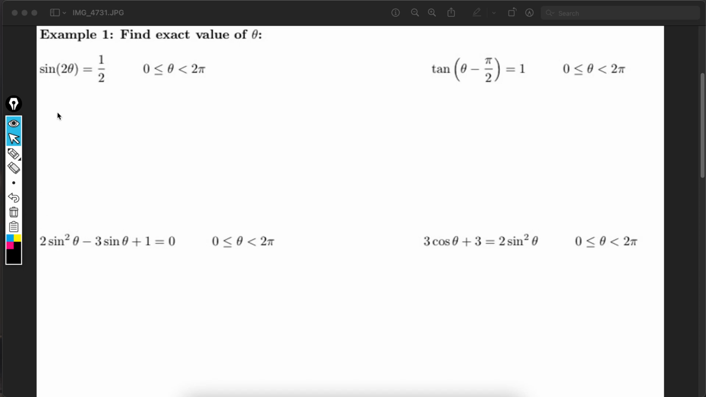All right, let's get into it. So we got: find the exact value of theta. We're solving equations within our domains, meaning within our restrictions. I like to think of domains and restrictions as almost synonymous with each other. So we got this guy right here.